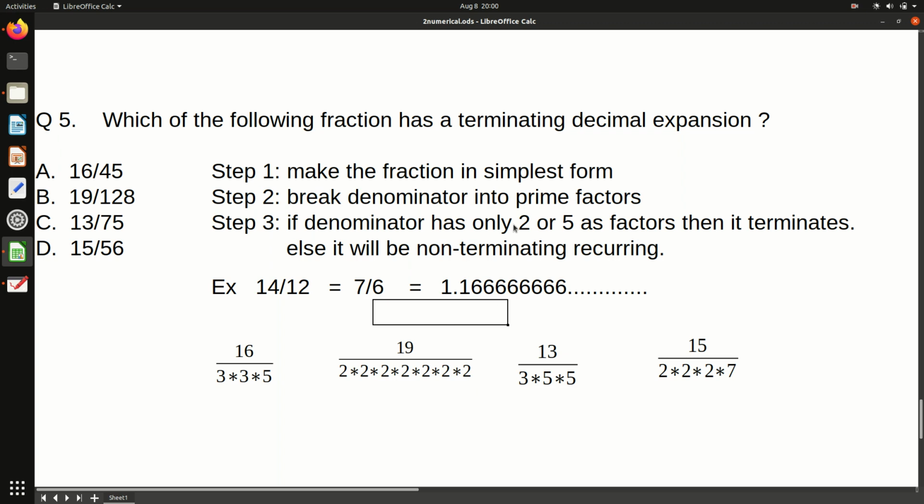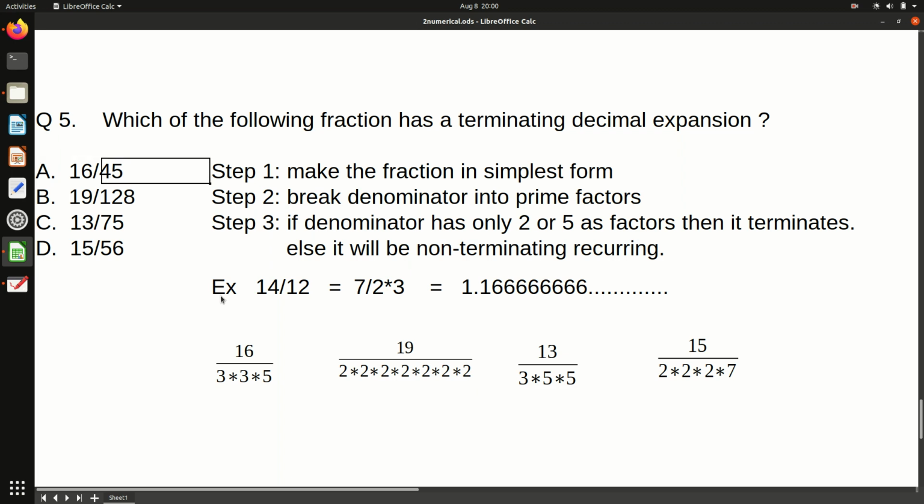Now we have to check whether the denominator has only 2 or 5. But if you see, 6 will be 2 into 3. Now I am saying that the denominator should have only 2 or 5, then it will terminate. But in this case, as you can see, we have 3 also. So it means it will not terminate. And you can verify this after division. It is 1.16666 and so on. It means it is non-terminating. So the same logic we will apply here.